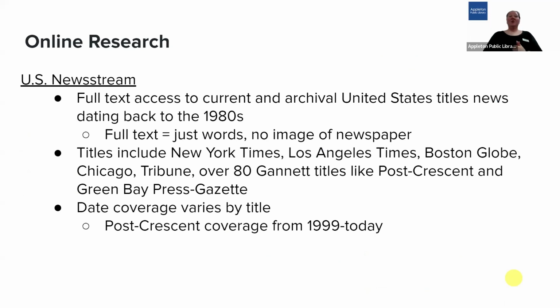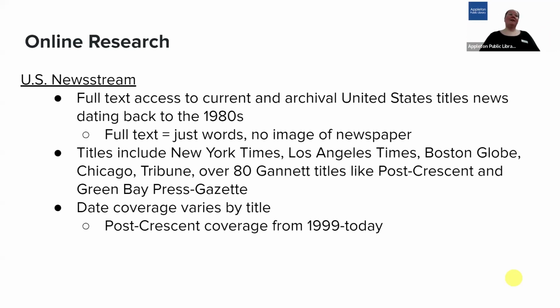Our next one is called US News Stream. Again, this one's full text, where you're not going to get an actual image of the newspaper, but it has some current as well as some historical newspapers from the United States dating all the way back to the 1980s for certain titles. These are more major newspapers like the New York Times, Los Angeles Times, Boston Globe, Chicago Tribune, et cetera.